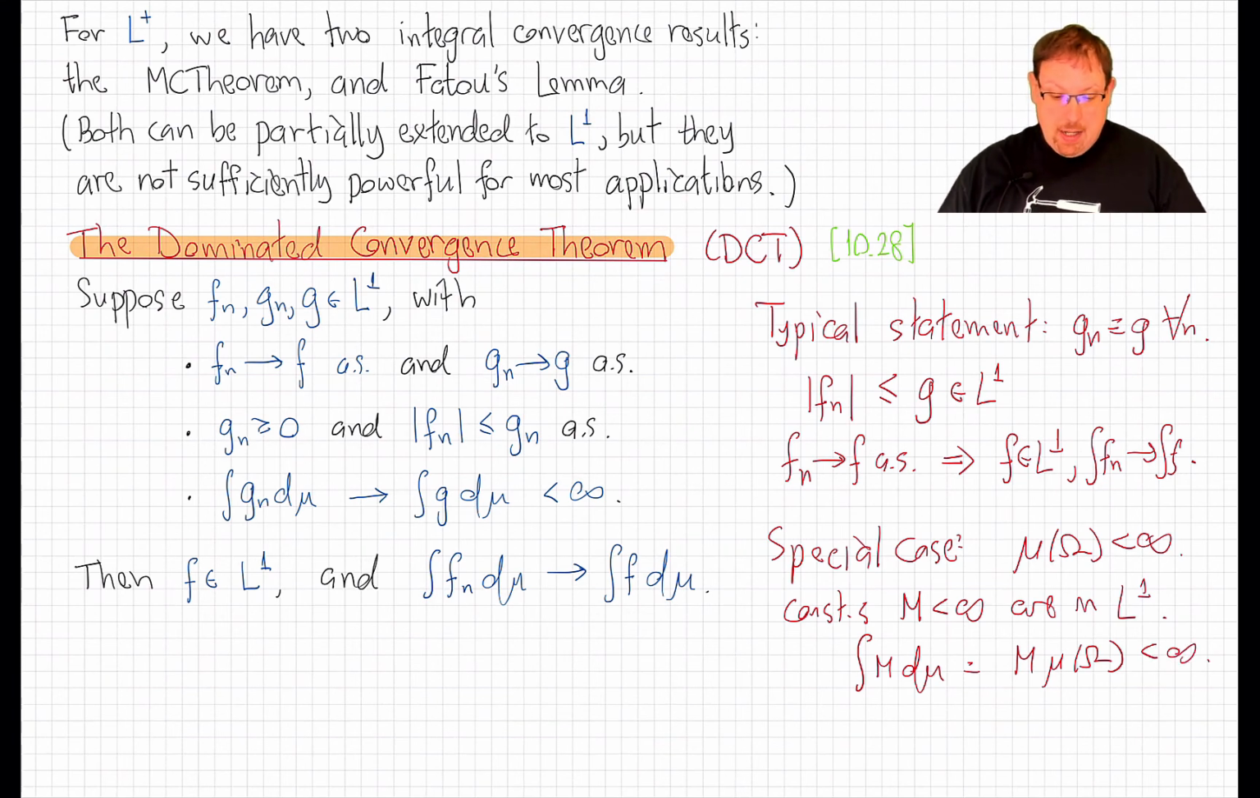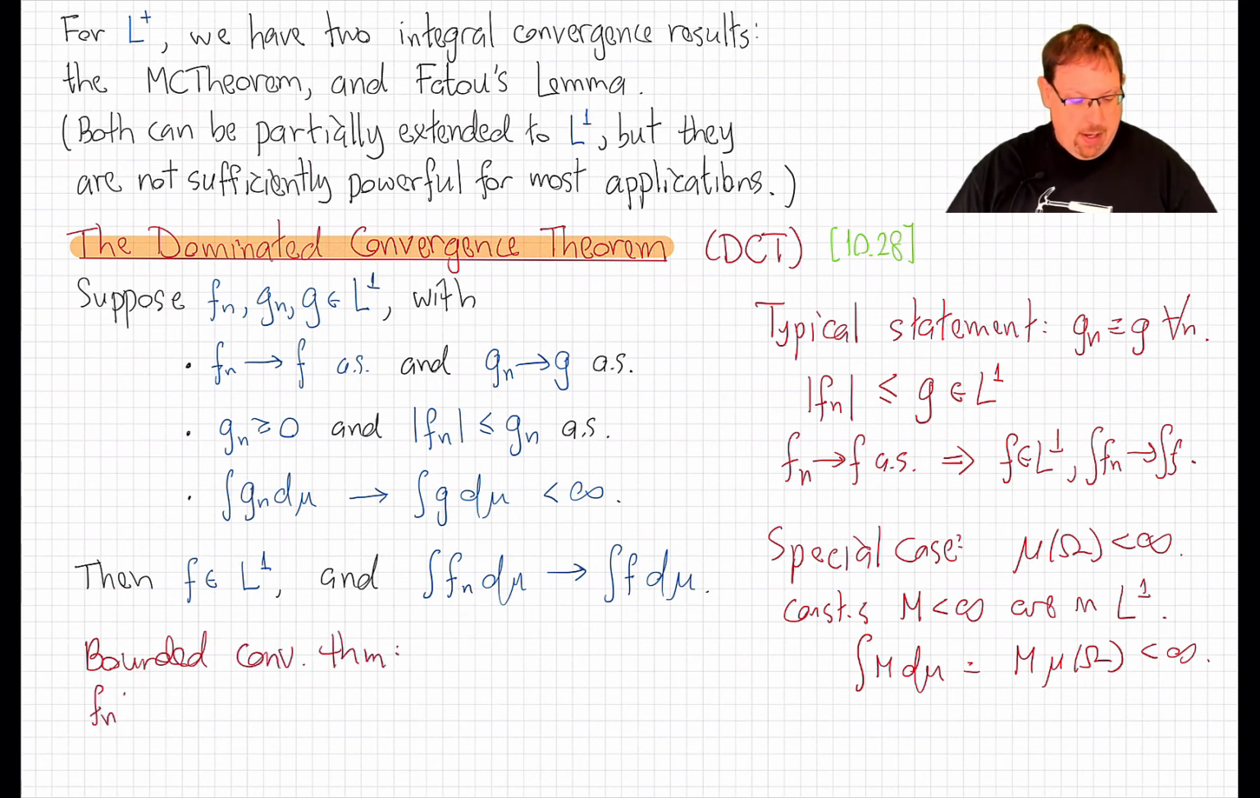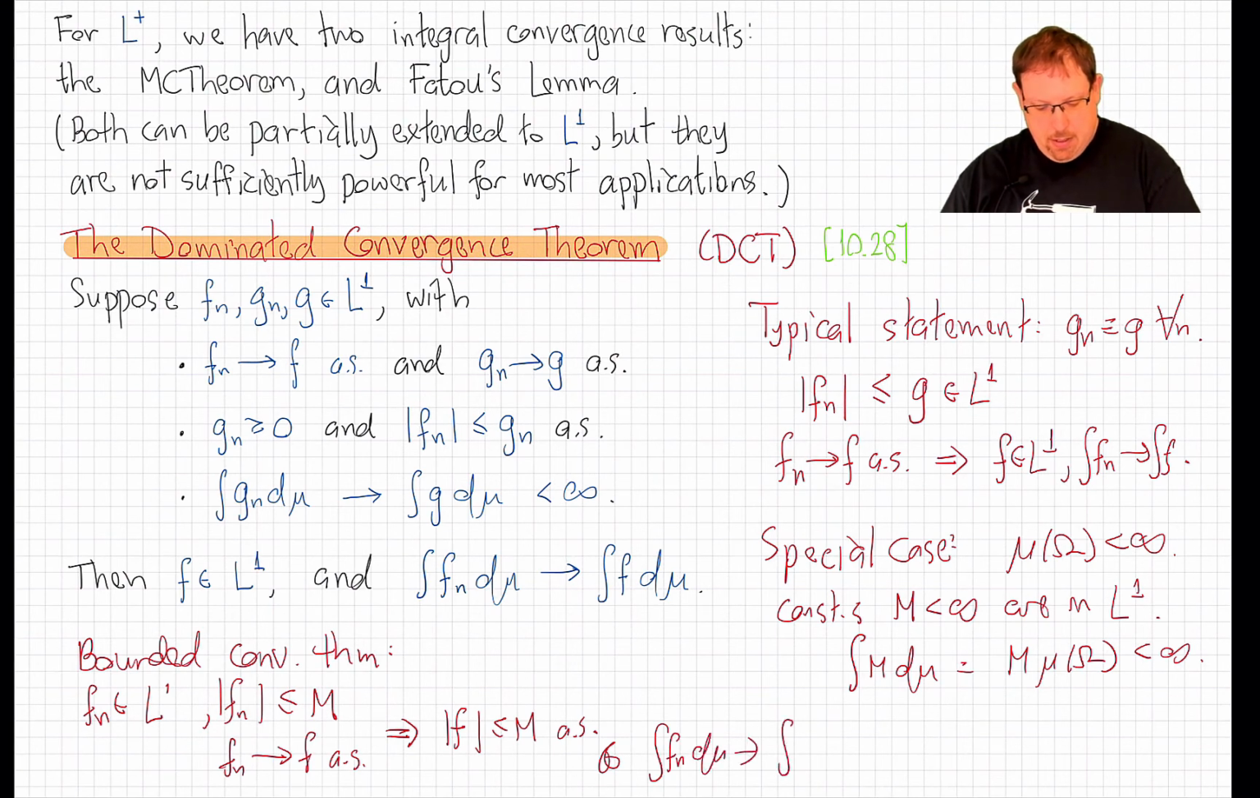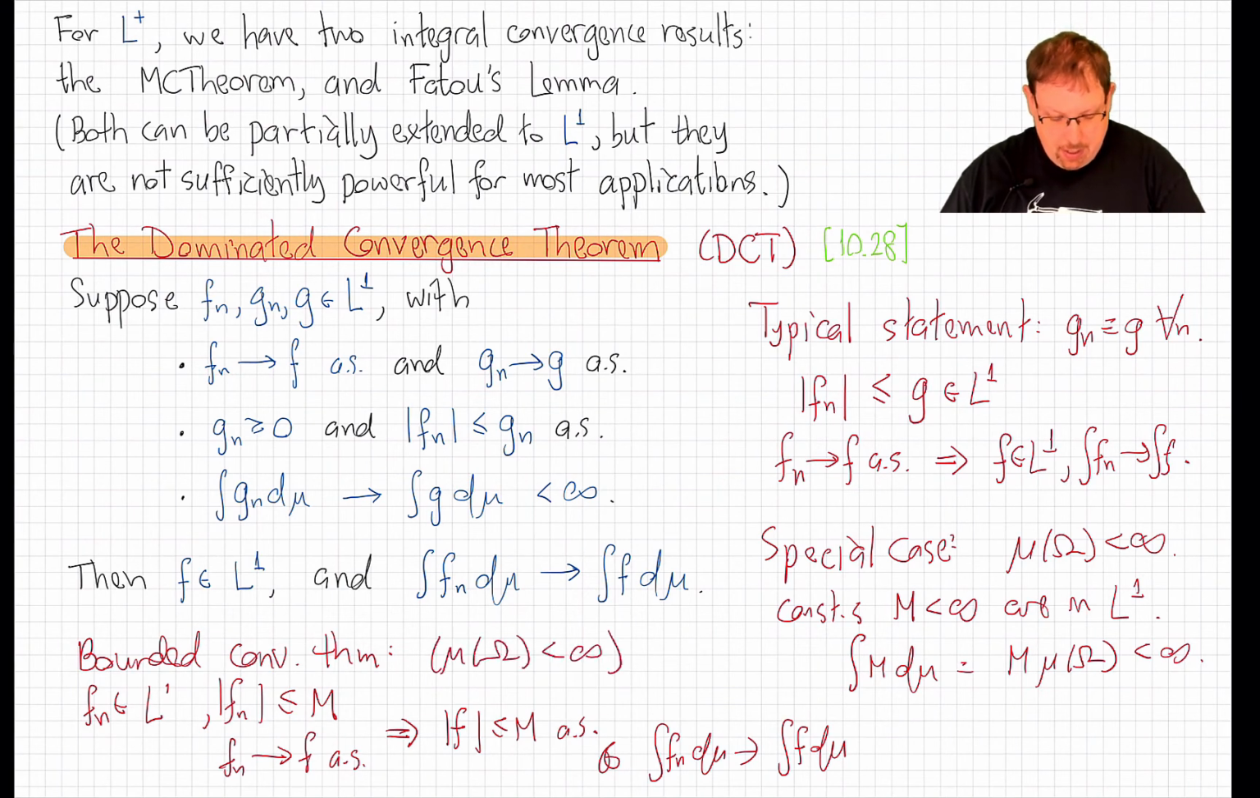And so if we take the dominating function in this theorem to be a constant function, that's called the bounded convergence theorem, which says that if I have a sequence fn in L1 that are uniformly bounded by m, and so actually they are in L1 automatically in that case, and if fn converges almost surely to f, then f is in L1. In fact, f is less than or equal to m almost surely, and the integral of fn converges to the integral of f. Again, this only holds true in the case where the measure space is a finite measure space.